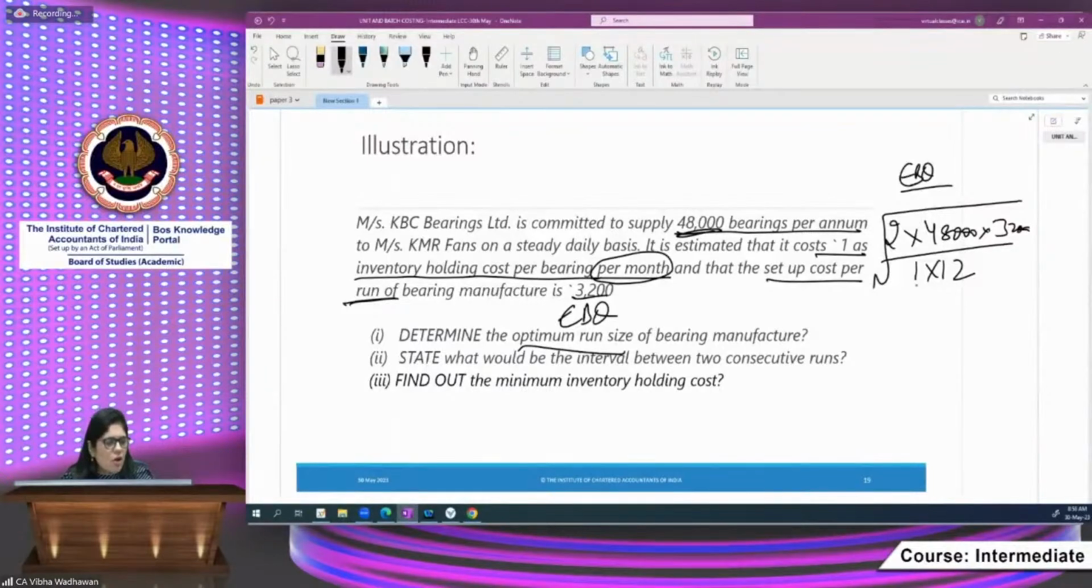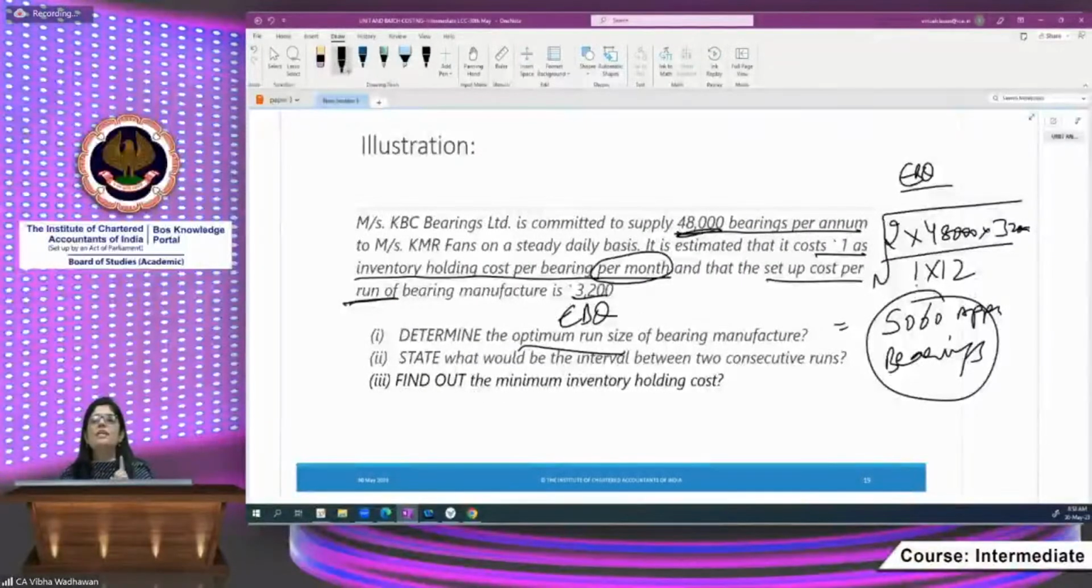Its inventory cost per month is given. You have to calculate per annum. So it should be okay. 5060 approximately. That means you have rounded off the answer, so that's fine. 5060 bearings. So what does this mean? 5060 bearings should be produced in one batch, in one run, in one lot. Clear? So 5060 bearings should be produced together in one batch. That is economic batch quantity.